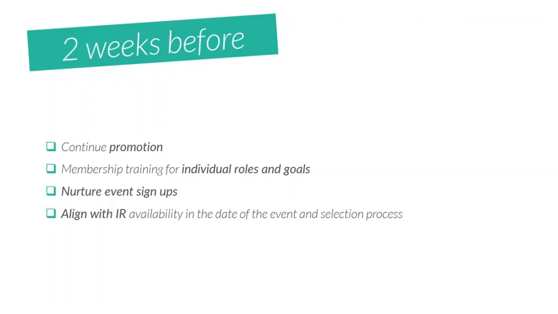Align with IR the availability of the date of the events in the selection process. So maybe you need to have a different selection process than the regular one you have with your partner because you want faster results during the event. So make that alignment. If you're going to need somebody from the IR partner that is going to be fully available for you during the event or not, and all these kind of things.